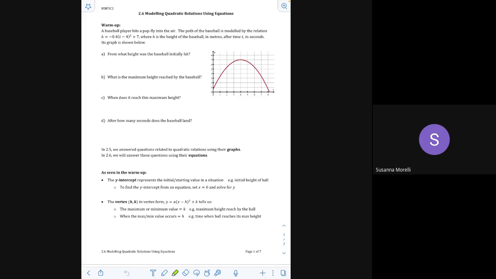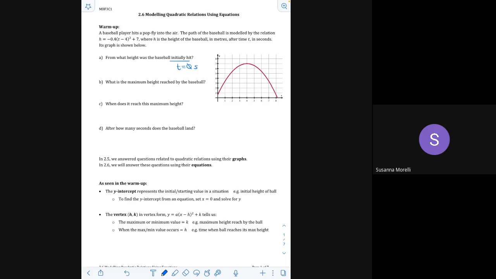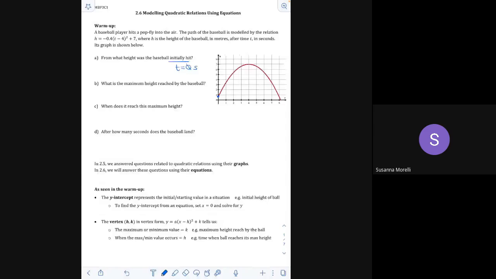From what height is the baseball initially hit? Okay, so the initial height of the baseball hit happens when time is equal to 0. So if we look at our graph and we look at this point, that's when the baseball is initially hit.